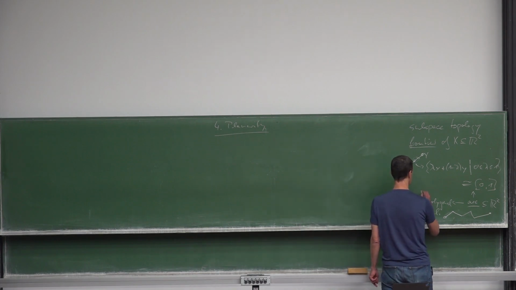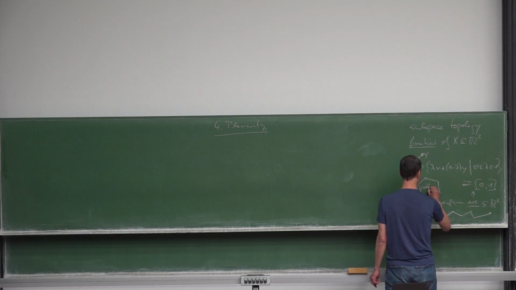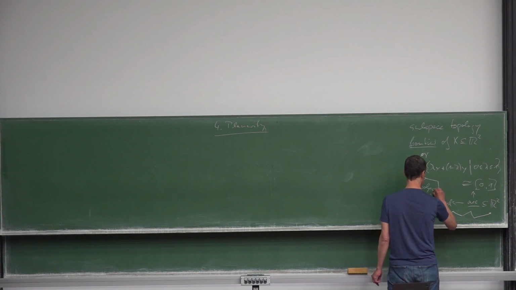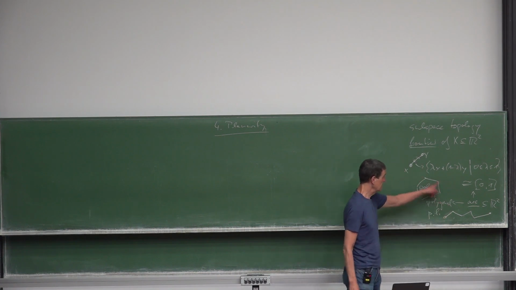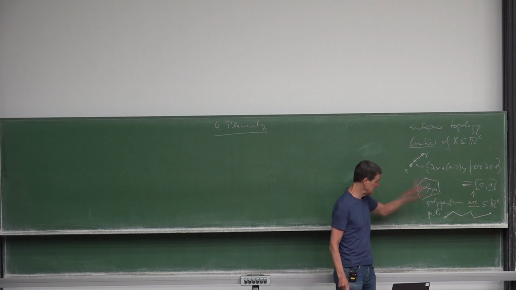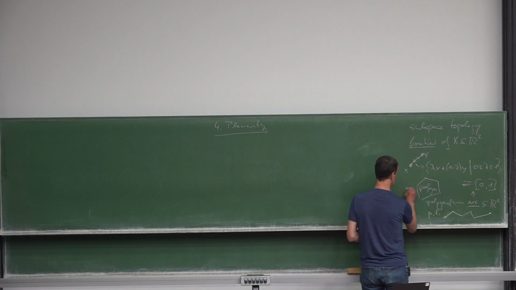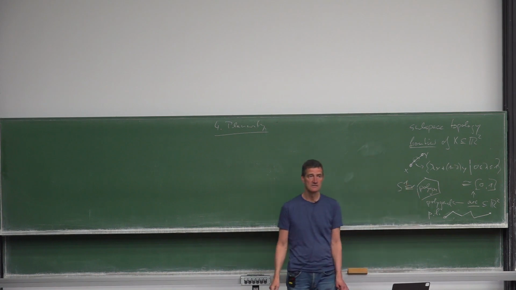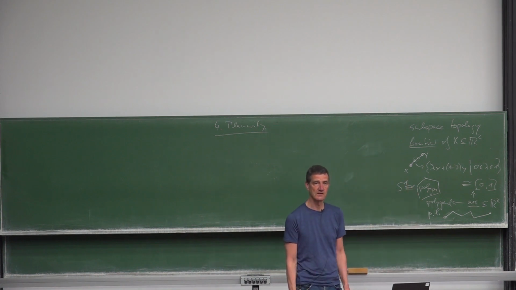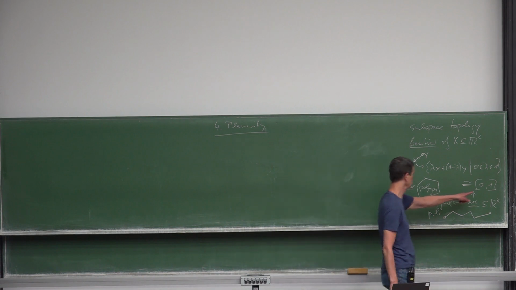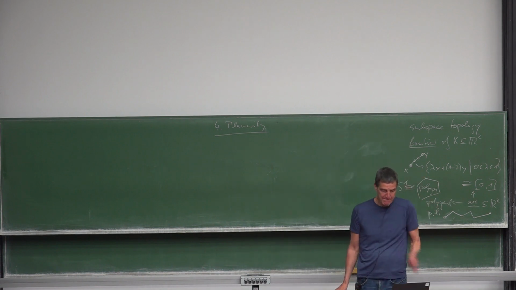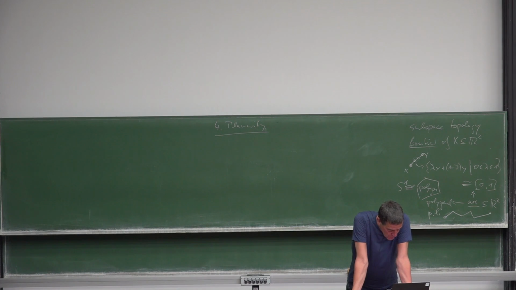And then there's also something called a polygon, which is a finite union of straight line segments that's homeomorphic to the unit circle rather than to 0,1. Okay.